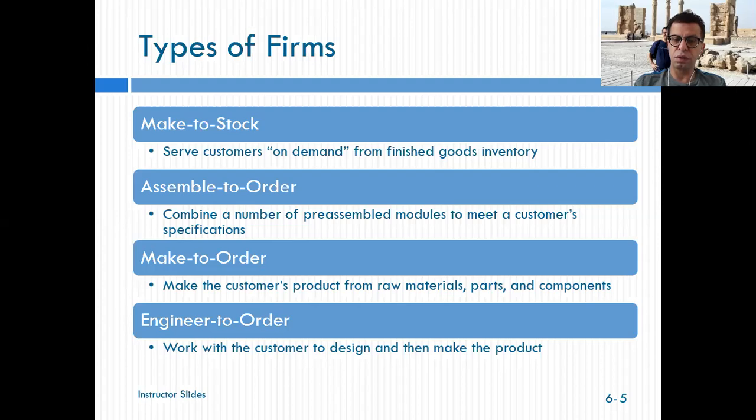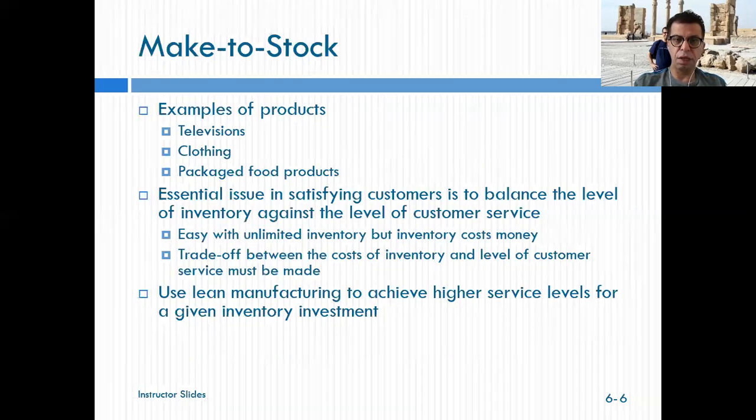Make to order is making the customer product from raw material, from starting material, part or component. And then you have engineer to order, where you haven't done anything for it. First of all, you sit with the customer, you look at their requirements, and accordingly you try to build your products. Examples of make to stock are televisions, clothing, and packaged food products.